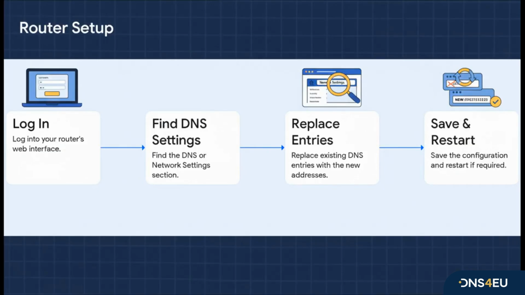Now look, every single router settings page looks a little different, so I can't show you exactly where to click. But the basic steps here are pretty much universal. You'll log into your router, hunt around for a section called DNS or maybe Network Settings, and just swap out whatever's there with the DNS4EU addresses. Save it, maybe give the router a reboot if it asks, and that's it. Your entire home network is now covered.